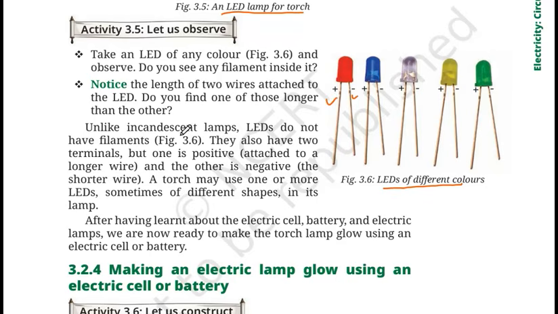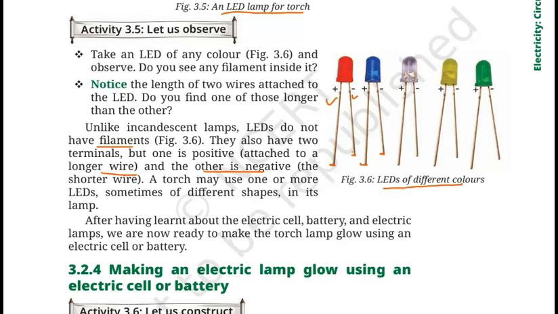So unlike an incandescent lamp, LEDs do not have filaments. They also have two terminals. One is positive and it is attached to the longer wire, while the other is negative, as I told you, and it is attached to the shorter wire. Can you see the lengths are different? One is long, one is short. The one that is long is positive, the one that is short is negative.